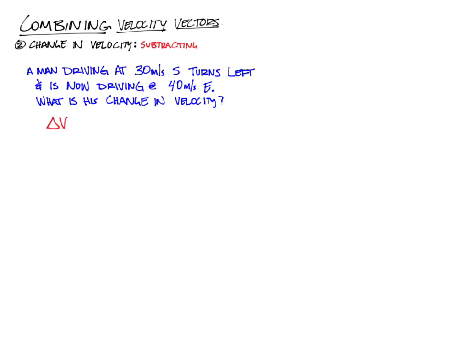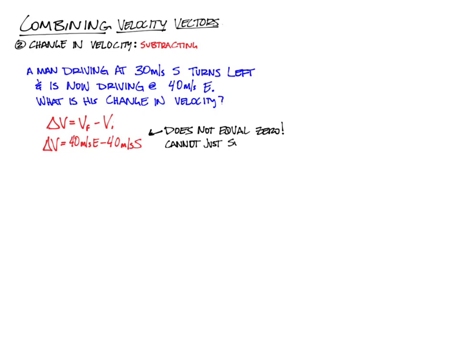For change in velocity, delta V is the final velocity minus the initial velocity. So let's plug those in. My final velocity is 40 meters per second east, minus my initial velocity of 40 meters per second south. I cannot just subtract those two and say that my change in velocity is 0. These are two vectors at 90 degrees to each other. You can never say that they are equal to 0 because you cannot just add them or subtract them together. When we look at those vectors, we have 40 meters per second to the east, and we're subtracting a vector that points in the opposite direction, to the south.